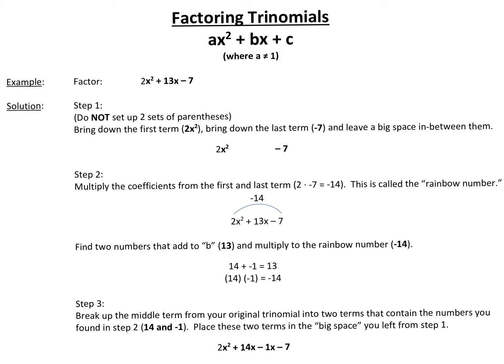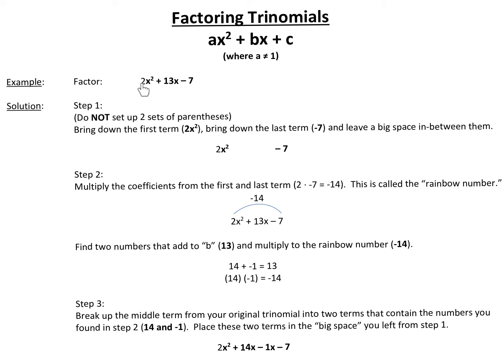Hello, today we're going to be talking about factoring trinomials, but this time we're going to be looking at it where the leading coefficient is anything other than 1. So it could be 5, it could be 10, it could be -1, anything other than 1. We're going to use a method. Some people call it the rainbow method, some people call it factor by grouping. So you could decide what works for you, but let's just take a look at it.